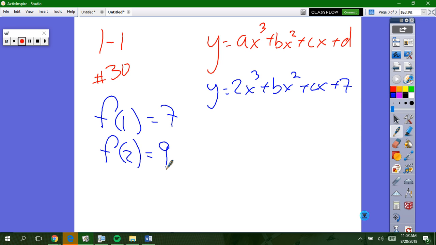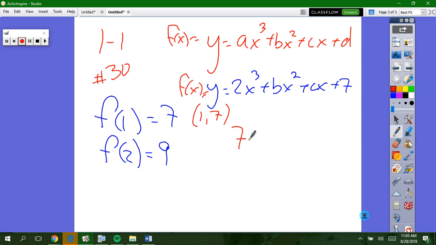Okay. What do those mean? What does f of 1 equals 7 mean? So instead of y, I should have f of x equals here, right? So I can use the function. What does f of 1 mean? What does the 1 replace? What does the 7 represent, excuse me? The y. So this is a coordinate 1, 7, right? Meaning I can plug 1 in for all the x's and 7 in for the y.